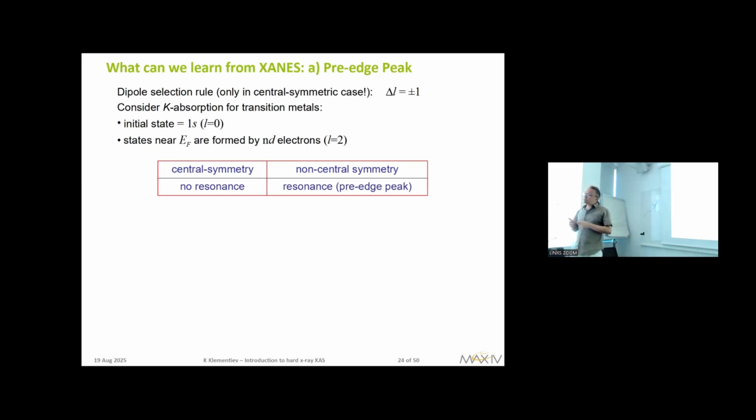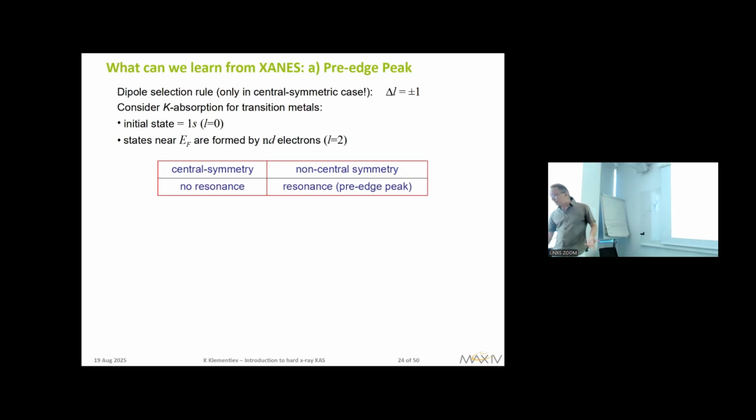But this selection rule is only true for the centrally symmetric case. If by whatever means you break the central symmetry, then it doesn't hold anymore. Or there is another wording of it: you get p-d hybridization, or your final state has some p projection. These are all equivalent wordings. The effect is that when the central symmetry is broken, the transition from the initial 1s to the final state close to the Fermi level is possible.